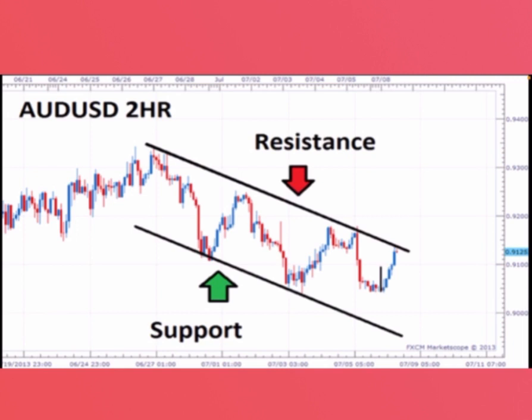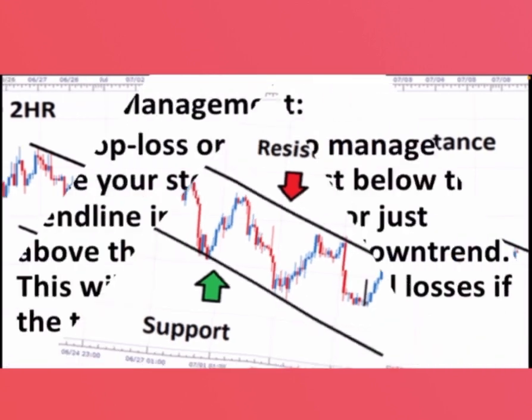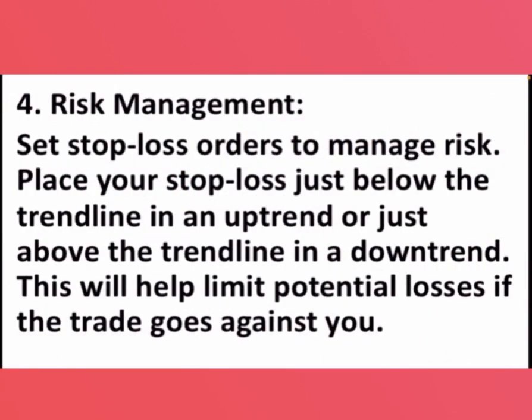Now this is also a very good pictorial example of it, which I want you to keep in the back of your mind. This is very, very interesting and in-depth. This topic is in-depth, but it's very understandable, very simple. With this topic, your risk management will be top notch, because you can set your stop loss orders to manage your risks. Place your stop loss just below the trend line in an uptrend, or just above the trend line in a downtrend. This will help you limit potential losses if the trend goes against you.